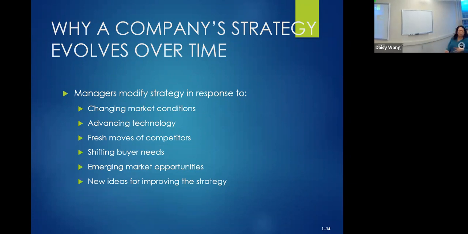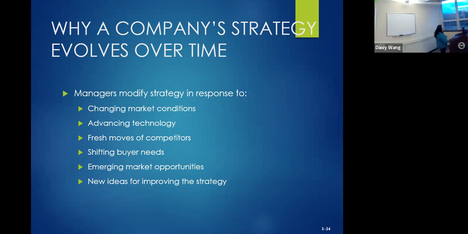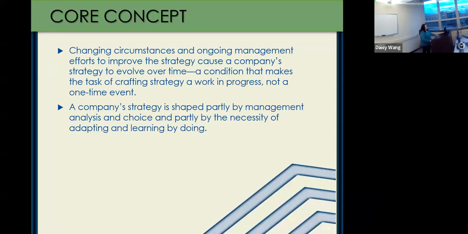So sometimes we have to change our strategy, and sometimes the technology is different, okay, or the competitor does something different and the market reacts out of your expectation. So you also need to change to meet the market change. So those are some of the reasons why our strategy actually evolved, the company strategy evolved.